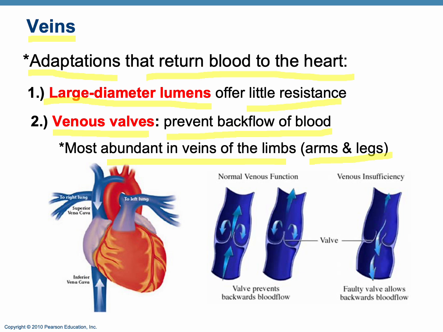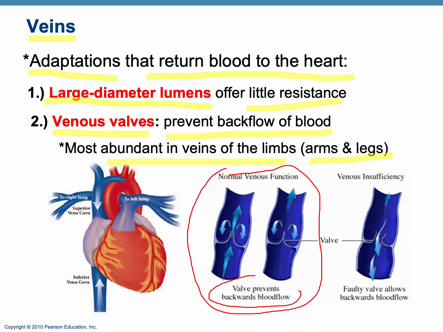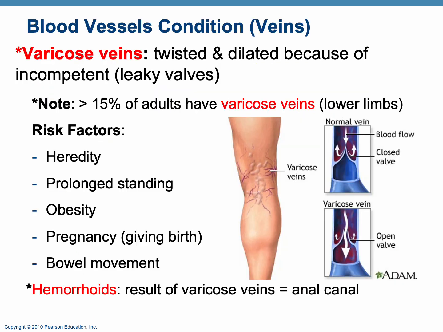And this picture here kind of shows this when you have your valves working normally, and the valves here prevent backward blood flow, ultimately trying to help to shuttle that blood towards the heart. In comparison here to valves that are not working properly, and now you have blood that's flowing backwards versus blood going towards the heart, some going backwards, and you end up with what's known as varicose veins. So this leads us into looking now at varicose veins.